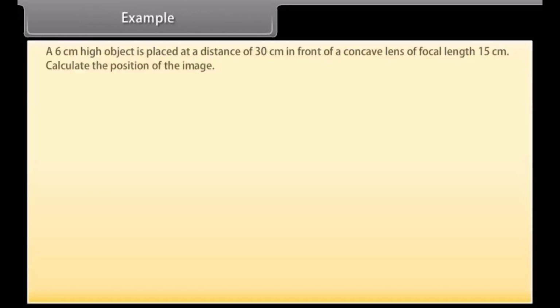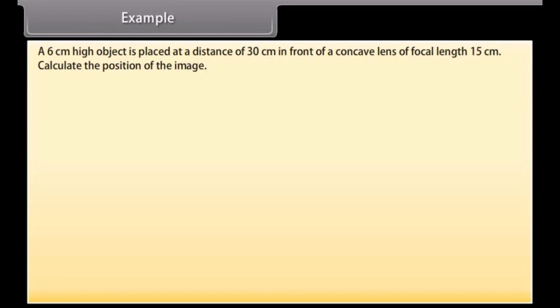Example. A 6 cm high object is placed at a distance of 30 cm in front of a concave lens of focal length 15 cm. Calculate the position of the image. Solution. Given U is equal to minus 30 cm, F is equal to minus 15 cm.